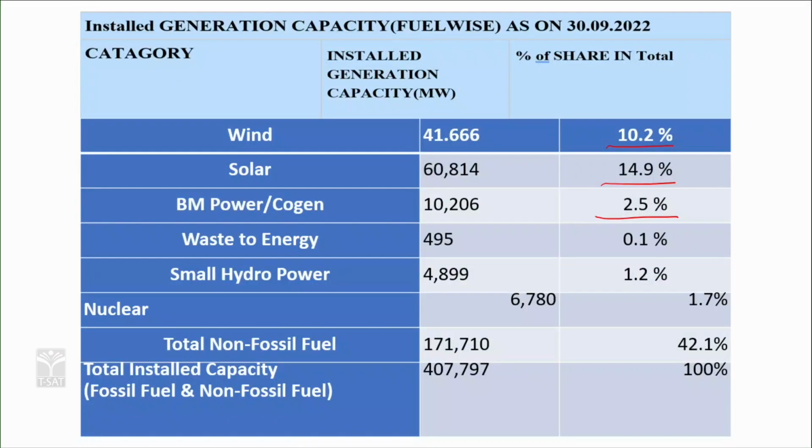So, the nuclear is 1.7, the total non-fossil fuel. So, when you are able to differentiate the percentage of fossil fuel sector-wise and non-fossil fuel sector-wise, this will give you a kind of scenario of the way power is being generated in our country and the significance of why we need to shift from fossil fuel to non-fossil fuel.